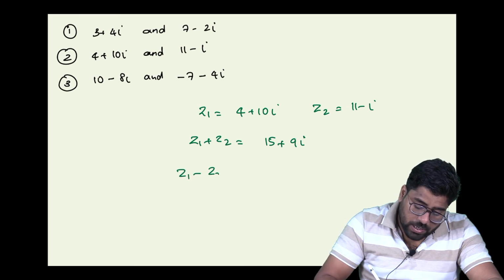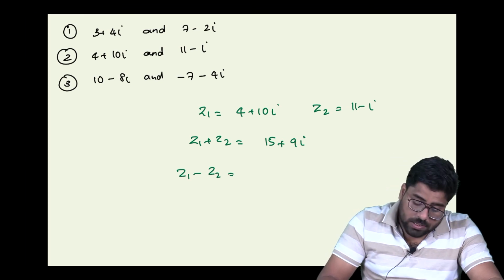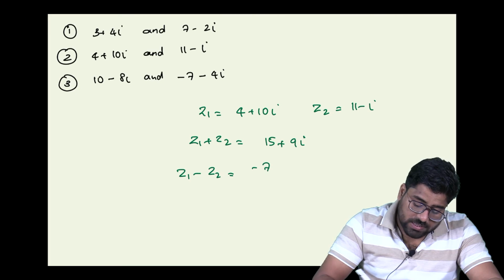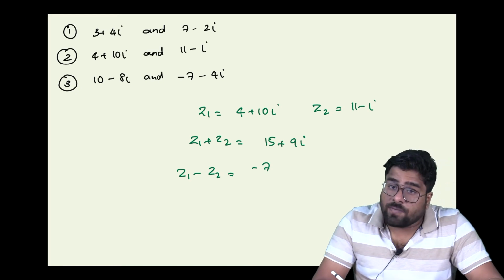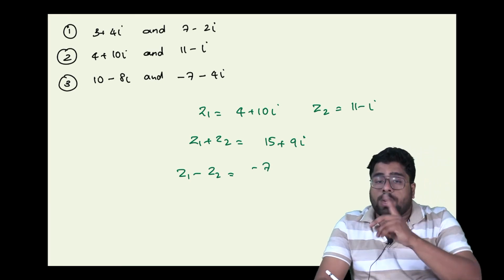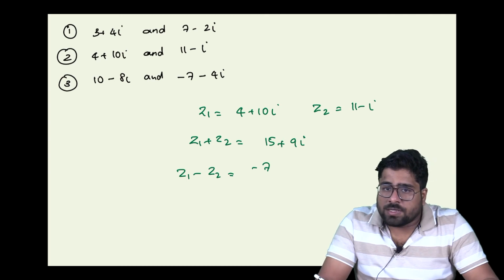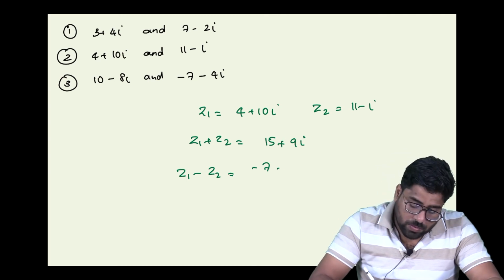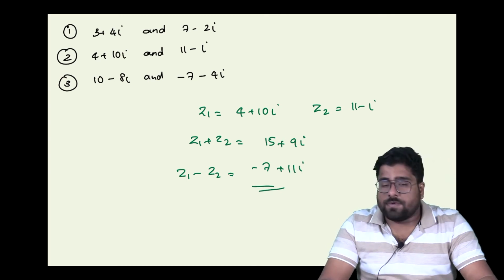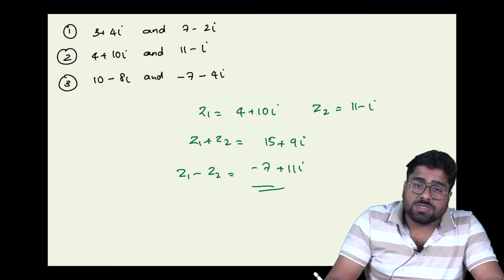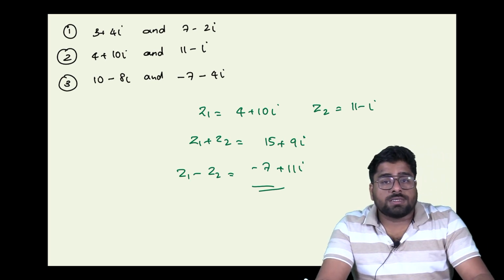What about Z1 minus Z2? When I say Z1 minus Z2, 4 minus 11 is minus 7, and 10 minus of minus 1 is going to be 10 plus 1, which is going to be plus 11i. So you got the answer for Z1 plus Z2 and Z1 minus Z2.